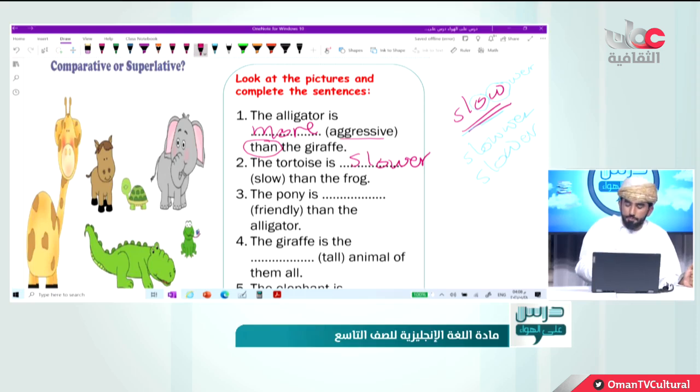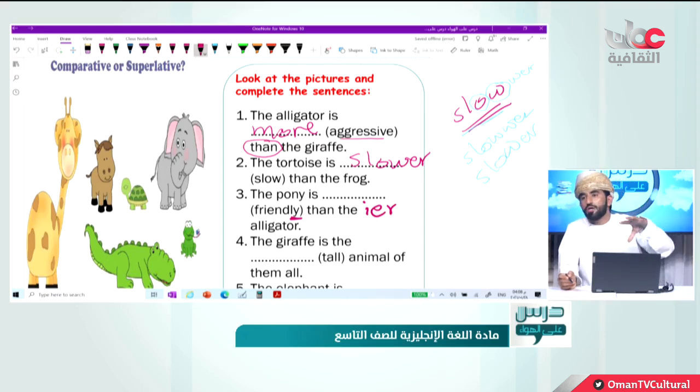Going to number three, the pony is what? It ends with what? With Y. Thank you. What should we do? Thank you behind the screen. Replace the Y into what? I. Exactly. So you should replace the Y into I. And then what? We add ER. Exactly. Why did we add ER? Why didn't we add EST?